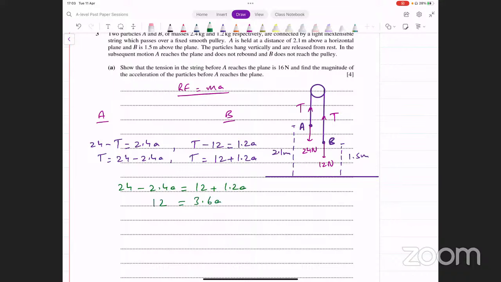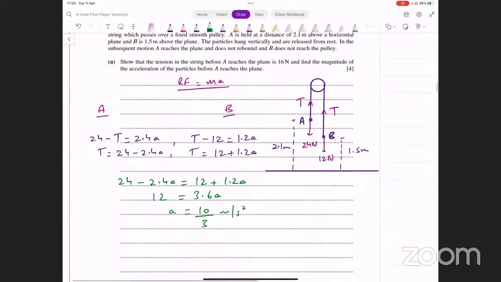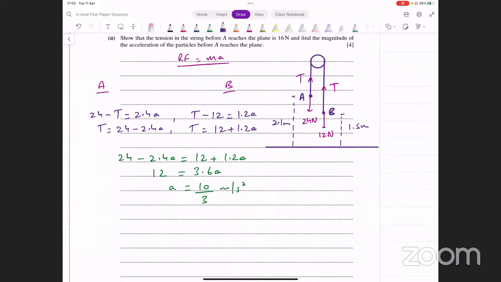12 को left पे ले, that gives us 12. 24 minus 12, that is going to be 12, right? Now 12 over 3.6, let's see what this turns out to be. This is giving me 3.33333. In fraction, it's 10 over 3 meters per second square. This is your acceleration. अब आपको टेंशन फिगर आउट करनी है.